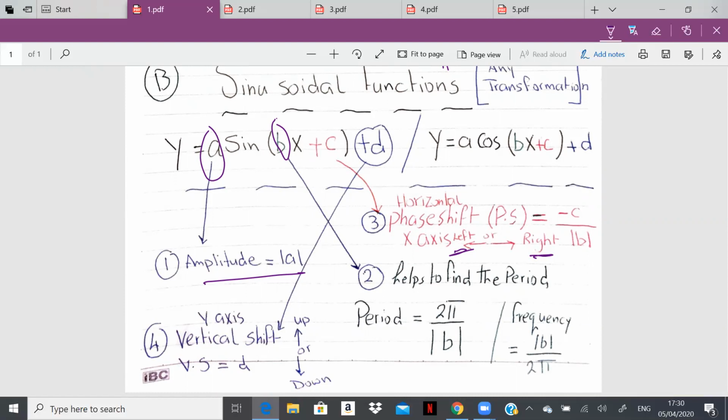What is the phase shift concerning the C in red? It's horizontal on the x-axis, left or right. The rule is phase shift equals negative C divided by the absolute value of B. What is the vertical shift? It's the number outside the brackets, and it can be up or down on the y-axis. The vertical shift equals the point itself, D. If it's +1, write +1. If it's -1, write -1.